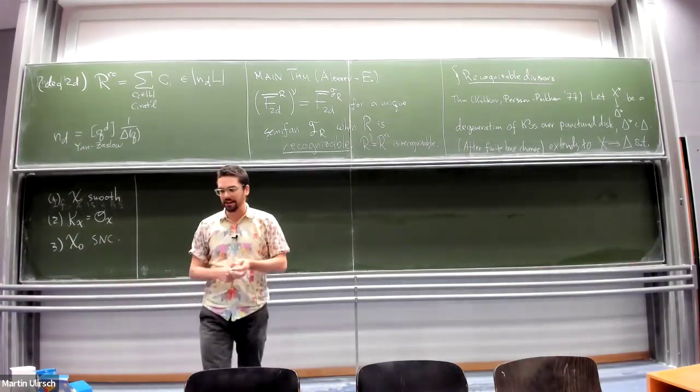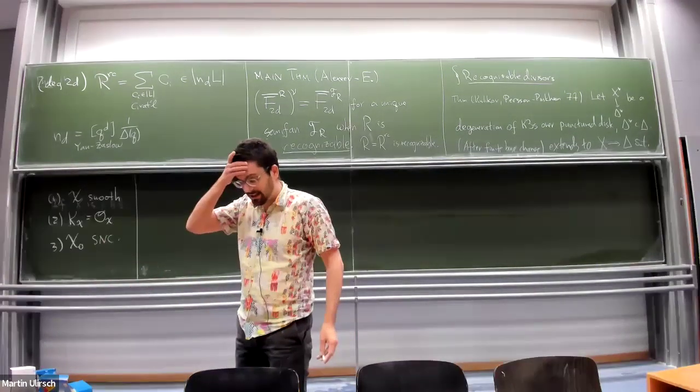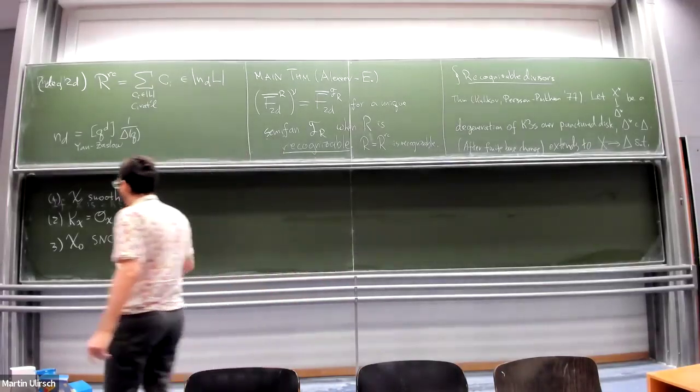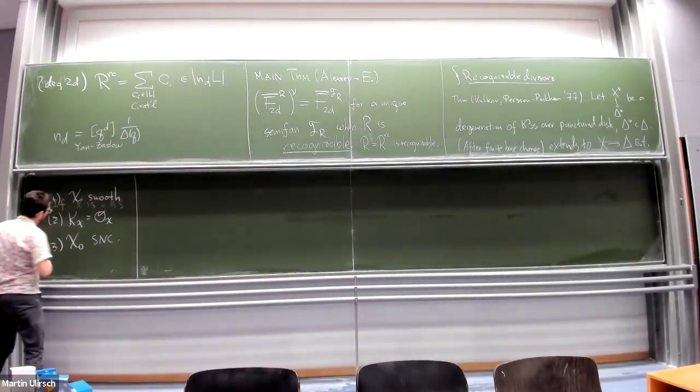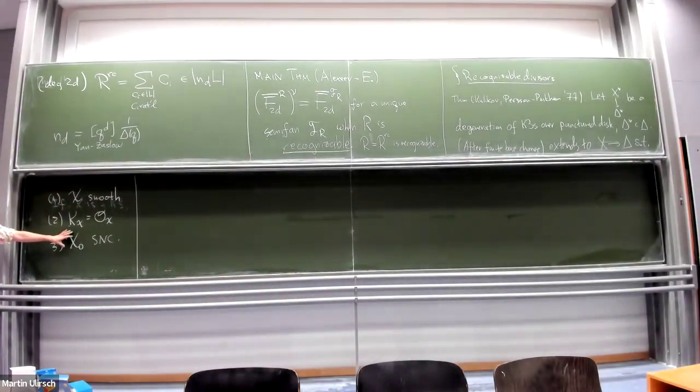This is particular to the K3 and abelian surface case, and is actually false for Enriques surfaces. So if you look at Kulikov's paper, where he proves this theorem for Enriques surfaces, that is an incorrect proof.